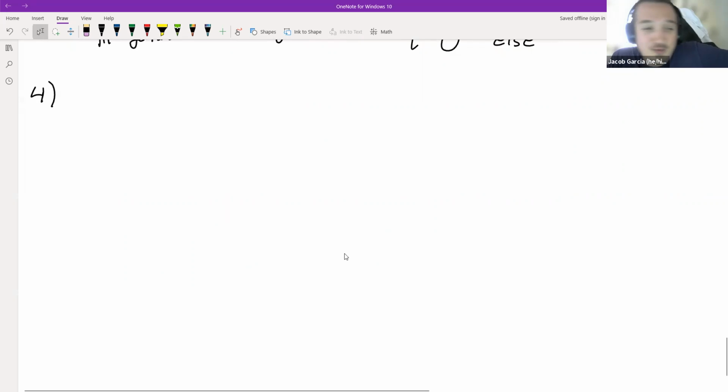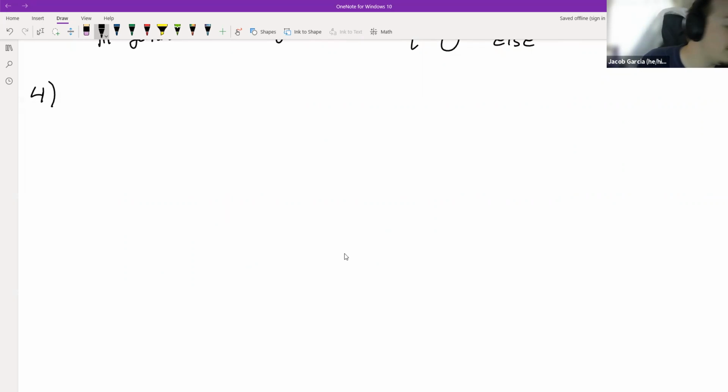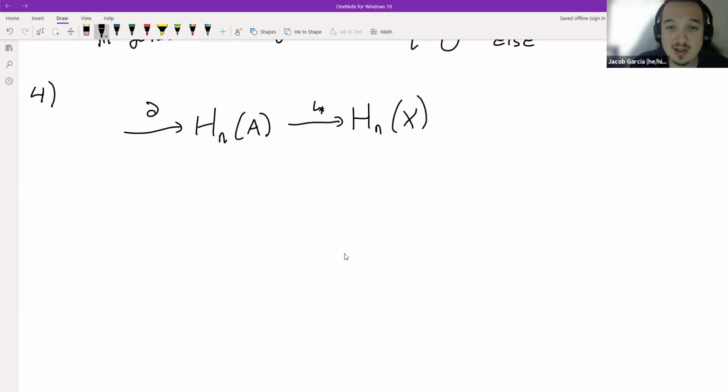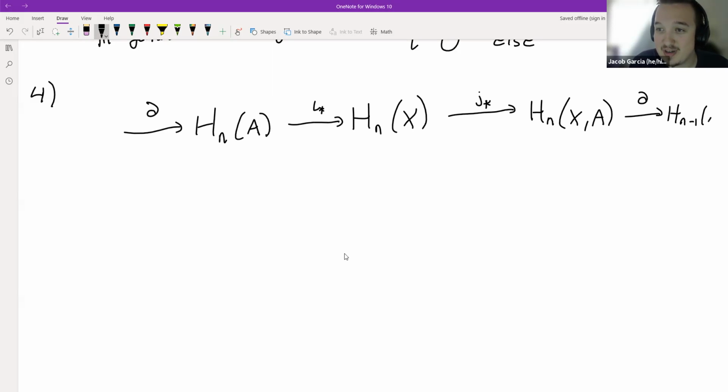Okay, for question 4, all that this requires is that you know what the long exact sequence of relative homology is. So I have a boundary map, which I'm going to ignore for a second. I have that H_n of A, this is induced by inclusion into H_n of X, which is induced by inclusion into the pair H_n of X comma A, which then boundary maps into H_{n-1} of A.